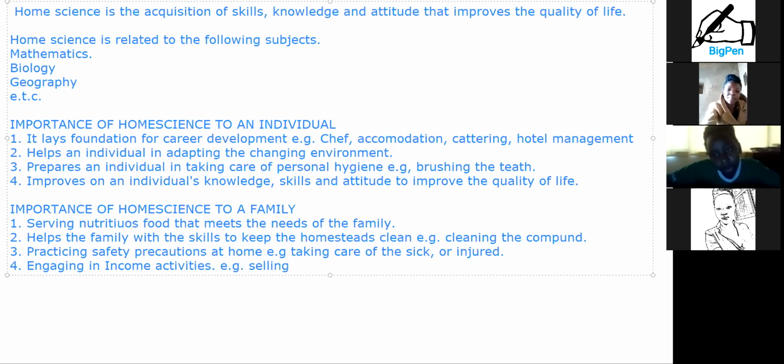So if you sell something, what do you get in return? I've said making and selling of foodstuffs. You get money, yes. And the money can be used at home, isn't it? Very good. Another point.